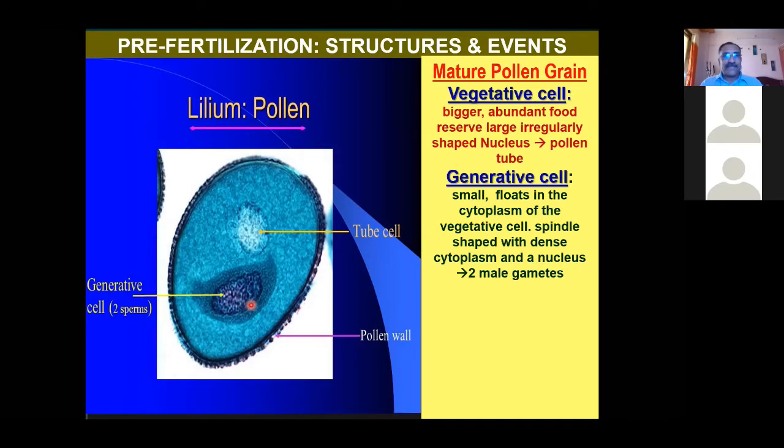So this is the generative cell. From the name itself, we can say this is going to generate two male gametes, two sperms. So that is why it is called the generative cell.